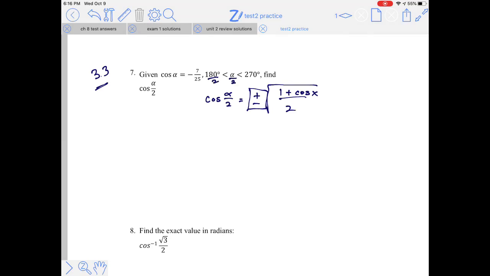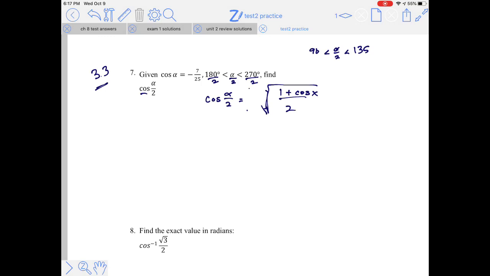So if you divide everything by 2, alpha over 2 is sandwiched between 90 and 135. So where is that? Where is 90 to 135? Which quadrant, I mean? Quadrant 2. And we're dealing with cosine. So remember, cosine in quadrant 2 is negative. So I want the negative part of this square root and not the positive.